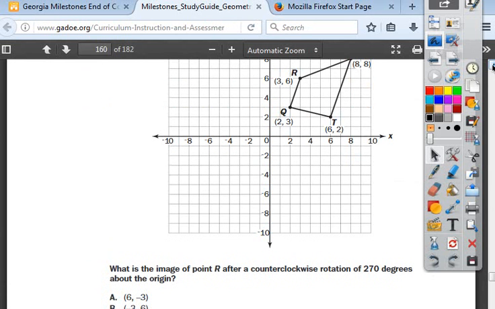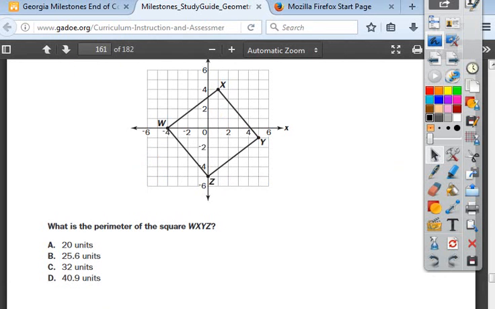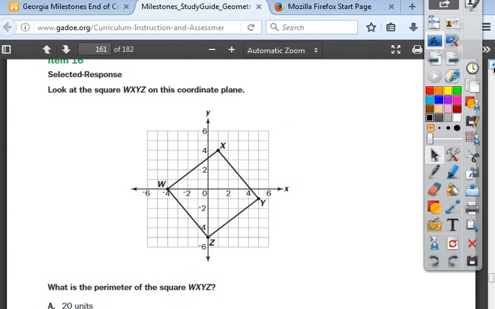Remember, if we do counterclockwise 270, that's the same thing as 90 clockwise. Follow the rule for 90 clockwise. How would I find the perimeter? What do I need for perimeter? Perimeter is the distance around something. So I need one of the sides. So I will do the distance formula for one of the sides. And once I know one of the sides, then I can multiply by 4 and find the rest of them because it's a square. It says it's a square, so all I've got to do is find one side, distance, multiply it by 4.